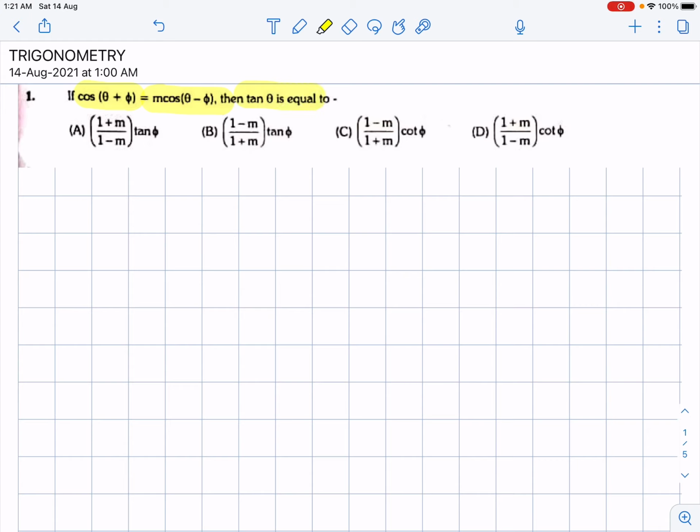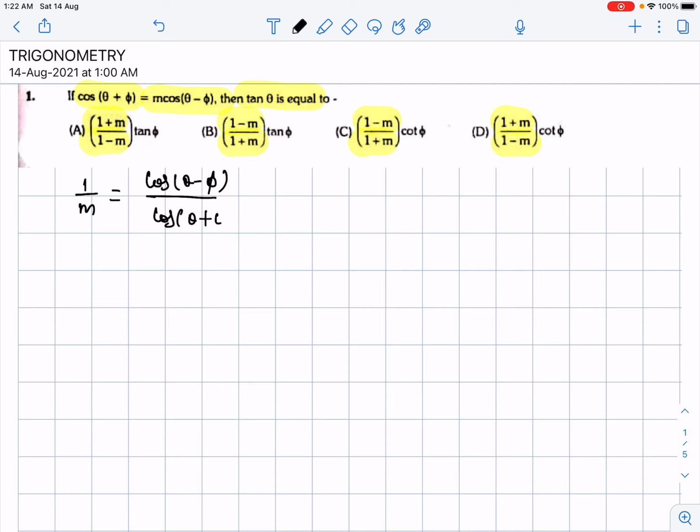Then tan theta is equal to, and we have (1 plus m) upon (1 minus m), (1 minus m) upon (1 plus m), so two times we have (1 plus m) upon (1 minus m), and two times we have (1 minus m) upon (1 plus m). Whenever we have such type of thing, we should understand we have to apply the componendo and dividendo property by writing 1 upon m is equal to cos(theta minus phi) divided by cos(theta plus phi).